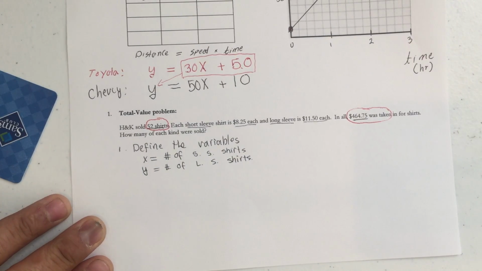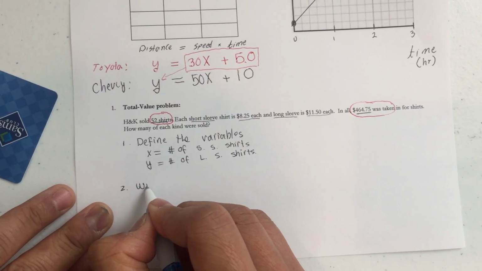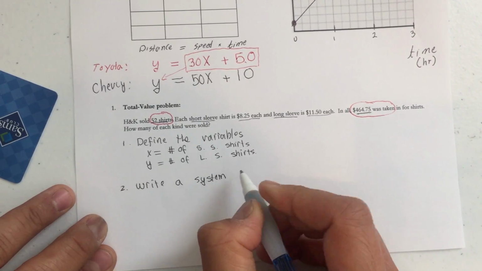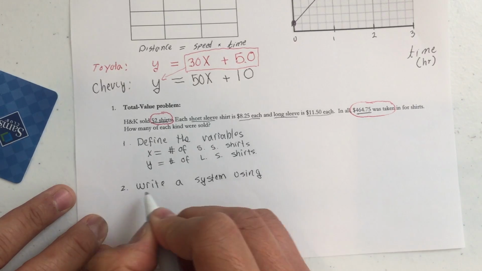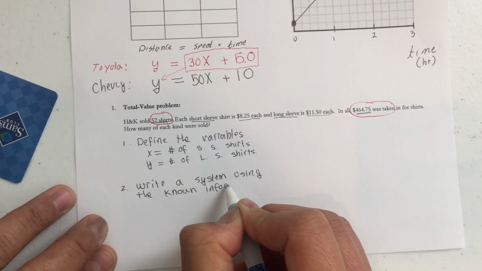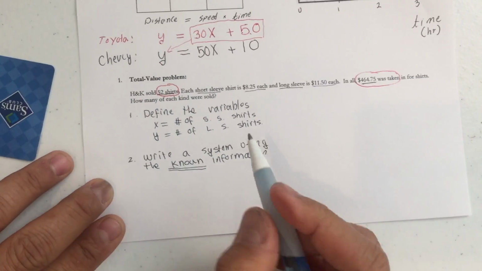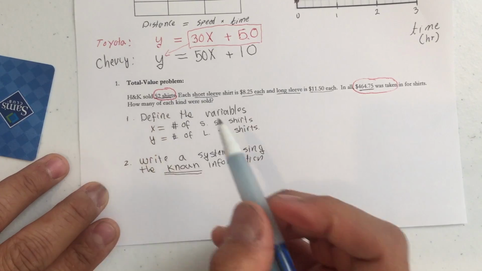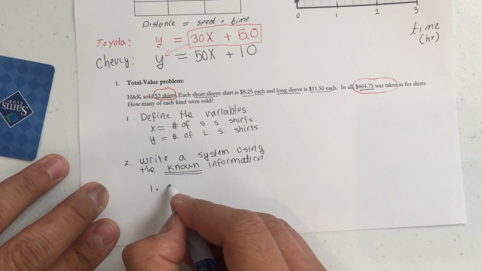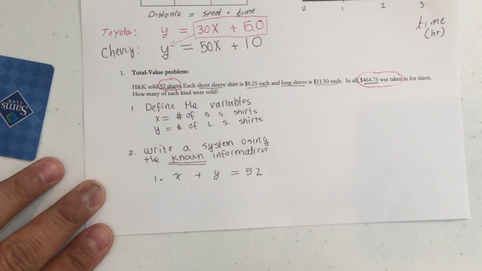Okay, now I write a system using the known information. So what do I know? I know 52 shirts were sold, meaning x plus y equals 52, because 52 shirts were sold.